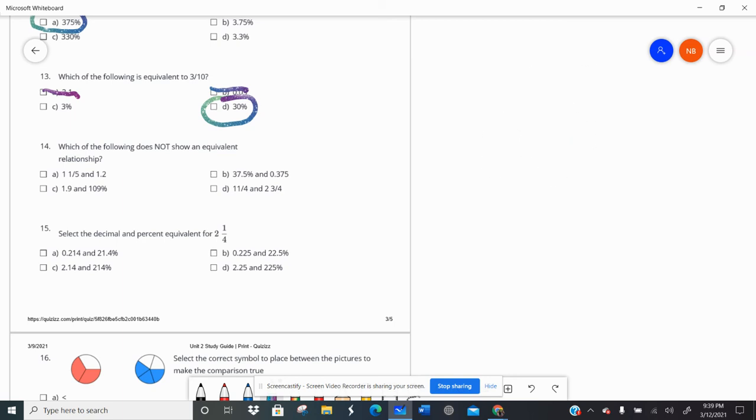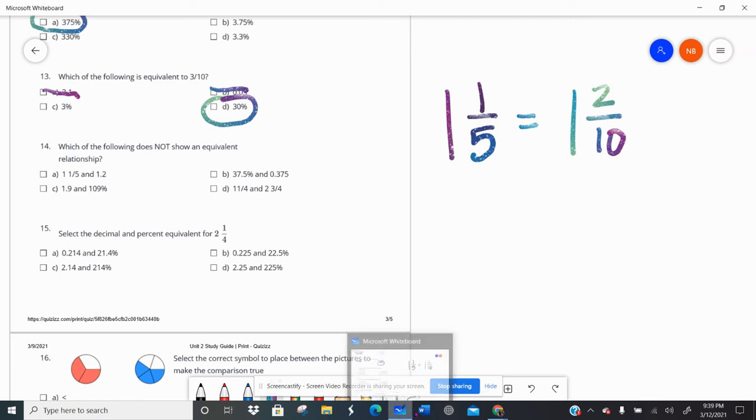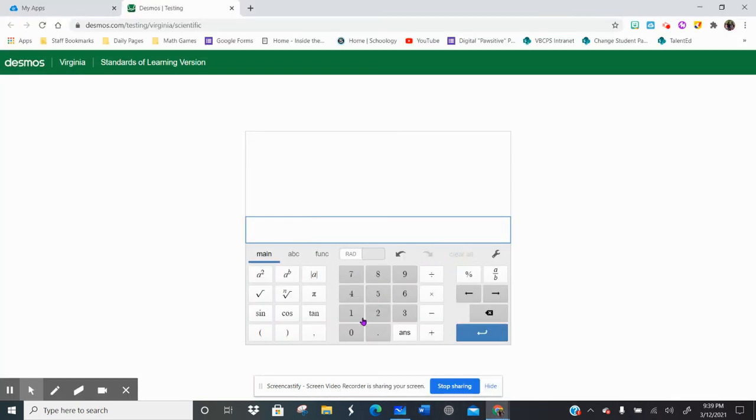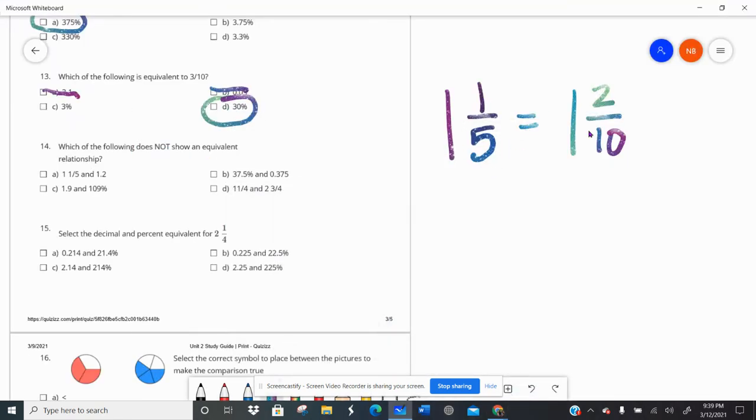All right, so let's look. It says, which of the following does not show an equivalent relationship? All right, if you're familiar with your fifths, 1 1/5 is the same as 1 2/10, right? So fifths, like 1/5 is 2/10, 2/5 is 4/10, 3/5 is 6/10. And again, if you have that handy dandy calculator that I've referred to, we could check that. 1 divided by 5, 2/10. So is 1 1/5 the same as 1 2/10? Yes, so it can't be A.